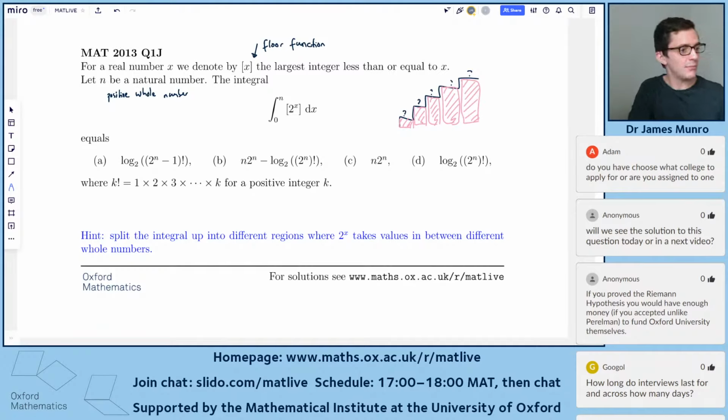Cool. Do you choose what college to apply for, or are you assigned to one? Asks Adam. And the answer is slightly complicated. You can do either. You can choose one college to apply to if you want to, or if you don't care which college you want to apply to, you can make something called an open application. If you do an open application, then you get assigned to a college and treated exactly as if you applied to that college. So you can have one choice if you like.